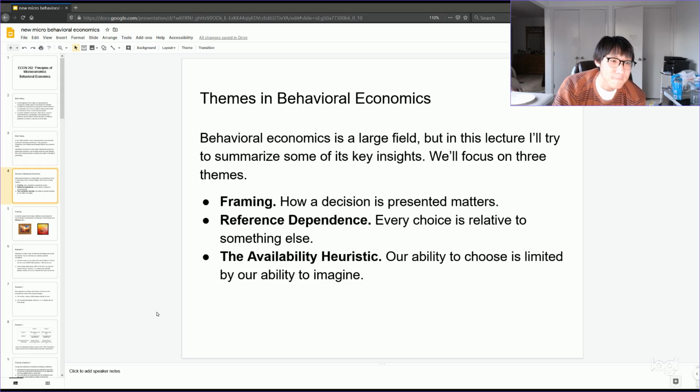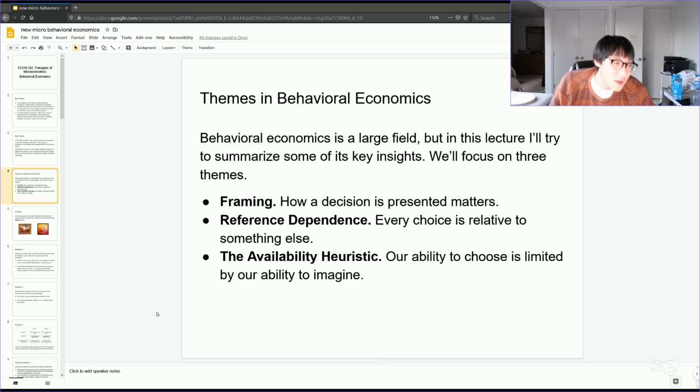And now it's a very broad field. There's been a lot of research into behavioral economics, and it would be hard to capture all of that in a single lecture, but I'm going to try. I'm going to really try to give you guys what I view as the three key insights from behavioral economics. And they are the following.